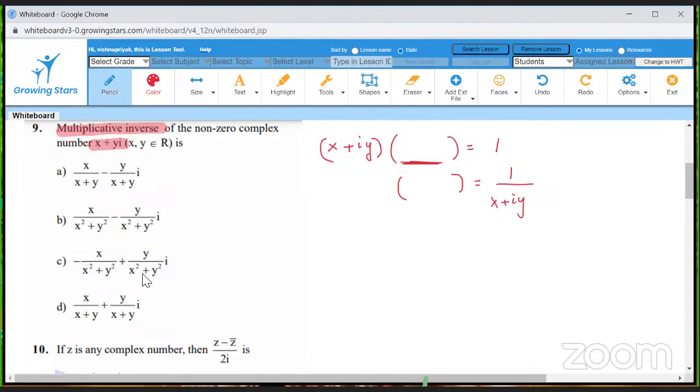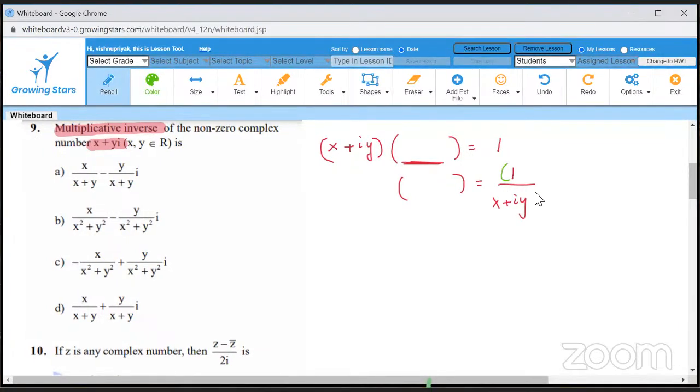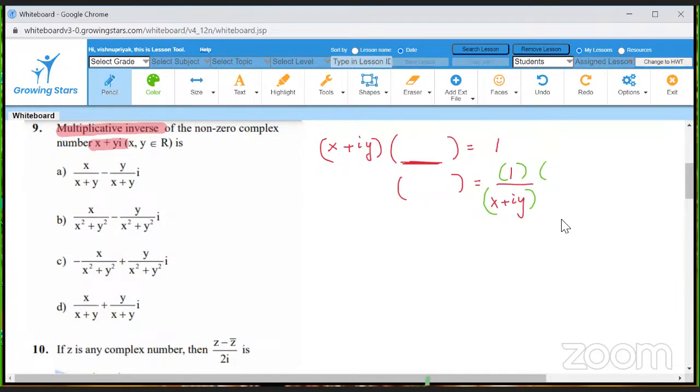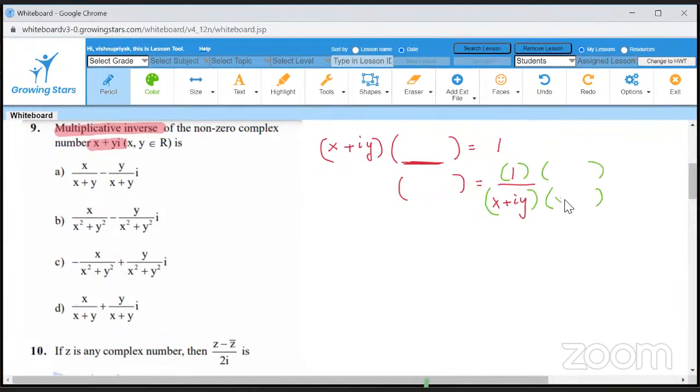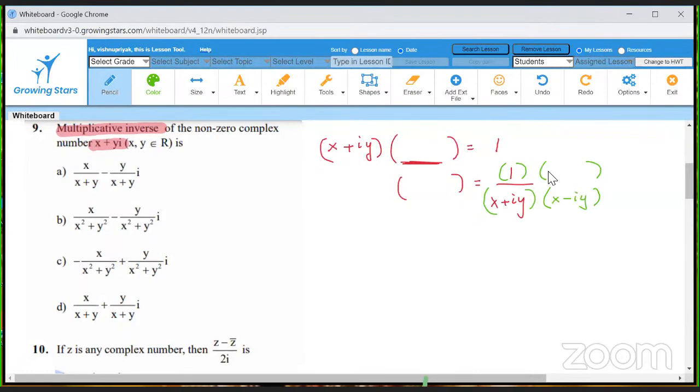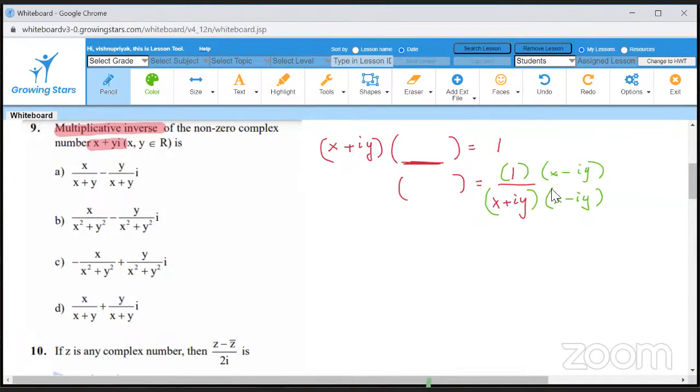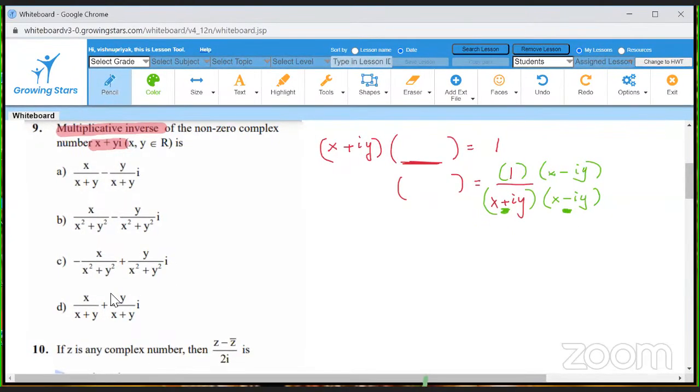How will you find this 1 by x plus iy? What did I tell you just now? Division means what? What you should do? Multiply numerator and denominator with what? x minus iy. Here plus is there, so multiply with the minus in the middle. Conjugate. Multiply with the conjugate, up and down.